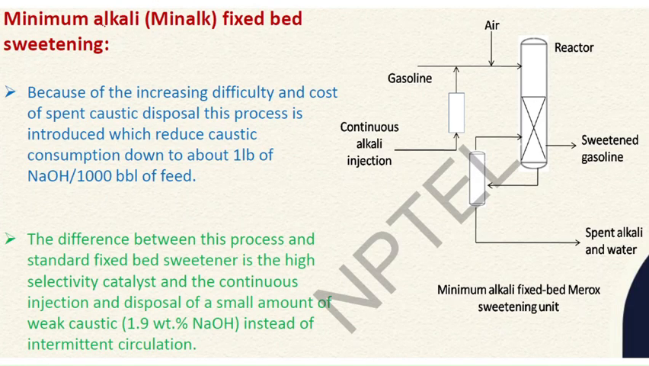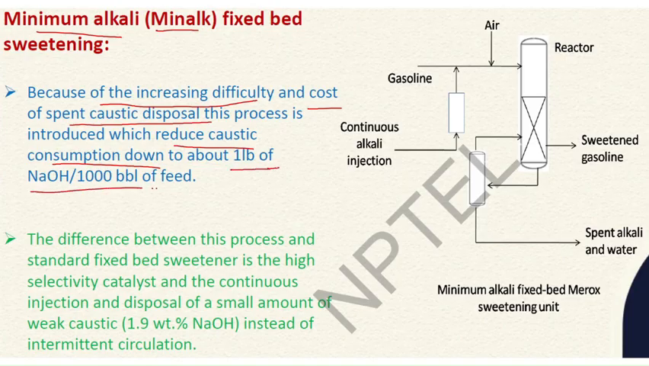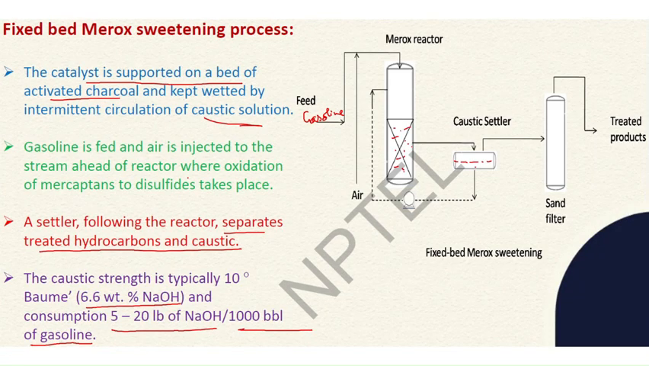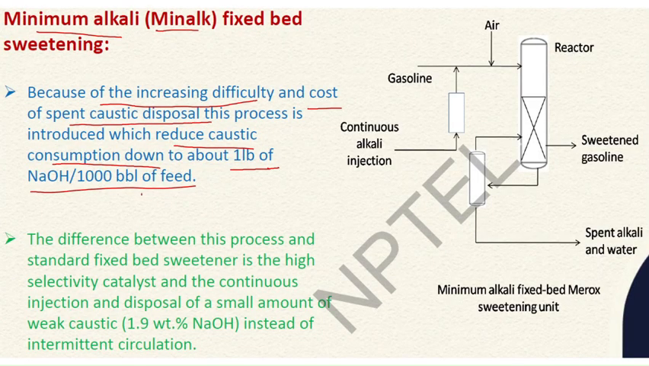And this Minalk word comes from this minimum alkali. Okay, Minalk. Because of the increasing difficulty and cost of spent caustic disposal. I mean, the amount of caustic solution usage is very high in this fixed bed Merox process. So that creates a problem of further disposal of this caustic solution. Because of this increasing difficulty and cost of spent caustic disposal, this Minalk process is introduced, which reduces the caustic consumption down to 1 pound of NaOH per 1,000 barrels of feed. Okay.